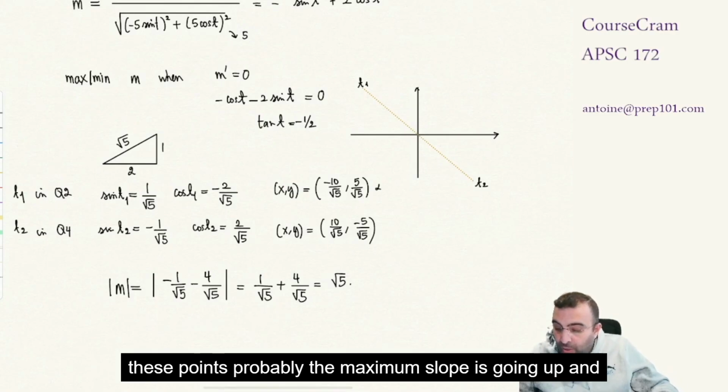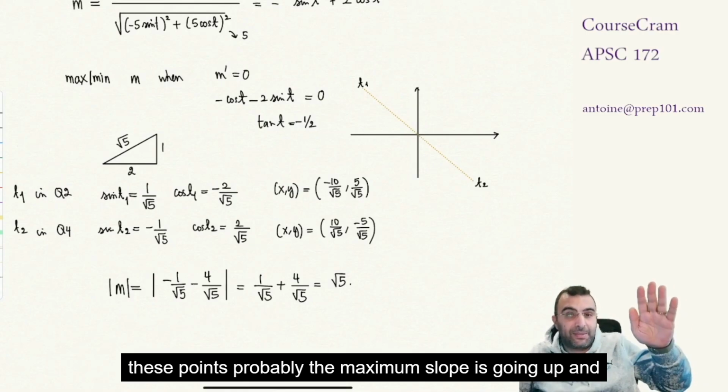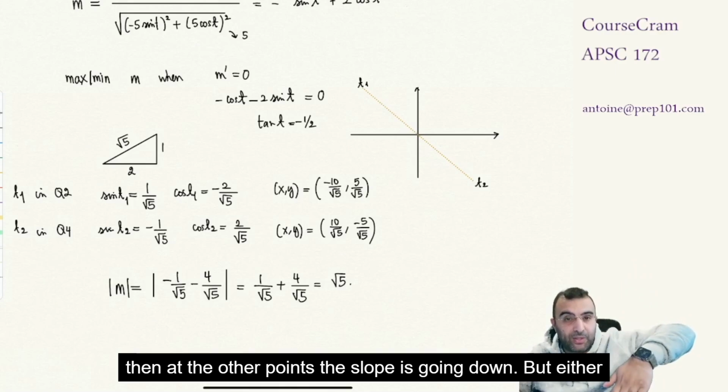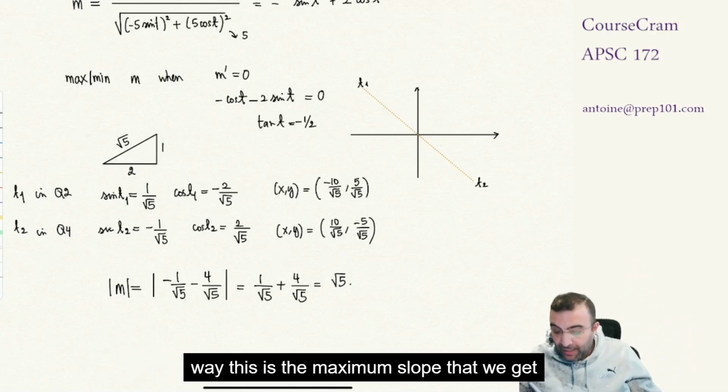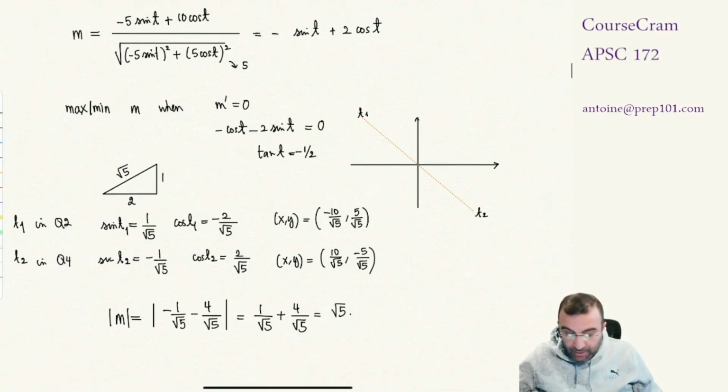Again, we don't know the sign of m. So at one of these points, probably the maximum slope is going up, and then at the other point, the slope is going down. But either way, this is the maximum slope that we get, and the points are here.